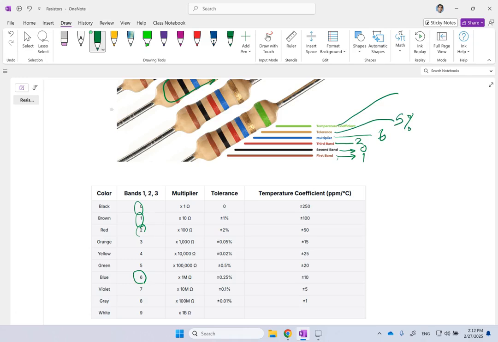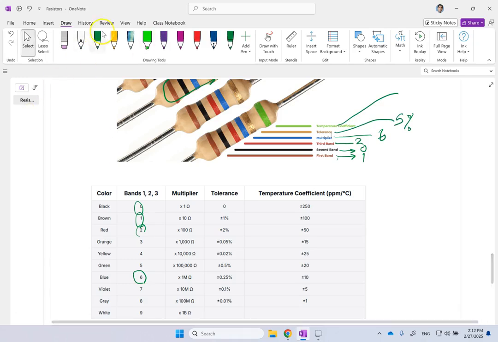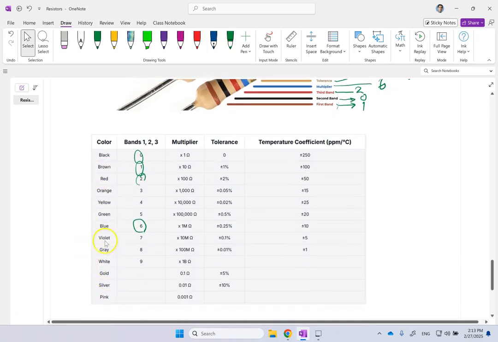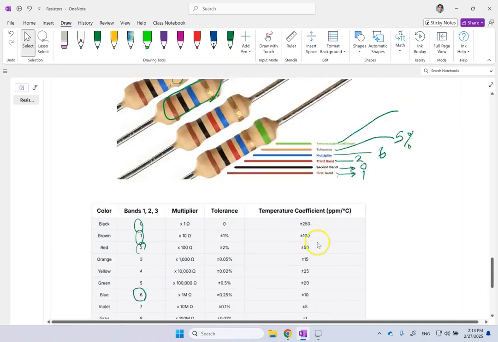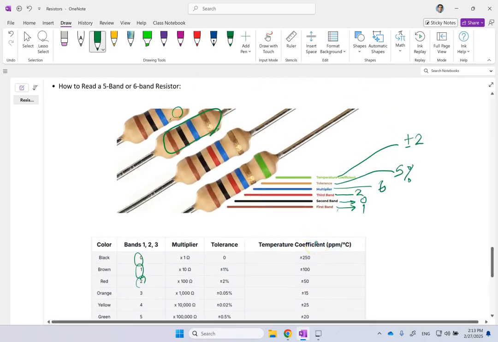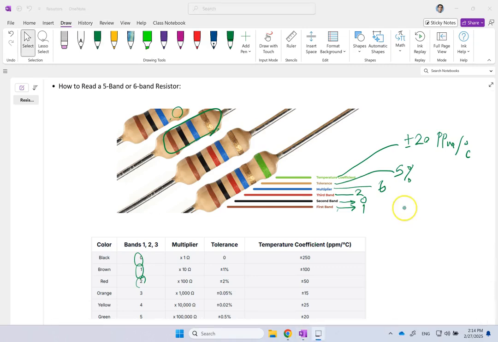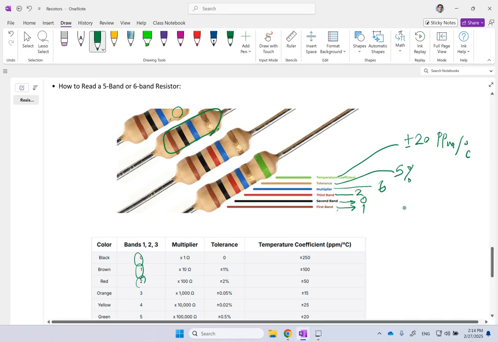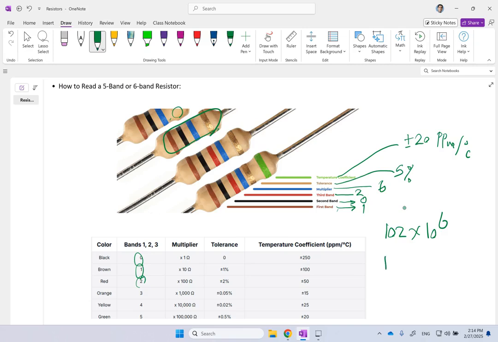And temperature coefficient, that is basically a green, right? And if you look here, there is only one green, that is 5, and plus minus 20. So this is plus minus 20. What is the unit? ppm per Celsius. So what does it mean? So what is the number? First of all, the number is 102, so 102 times 10 to the 6. So it's 102 mega ohm plus minus 5% of it.